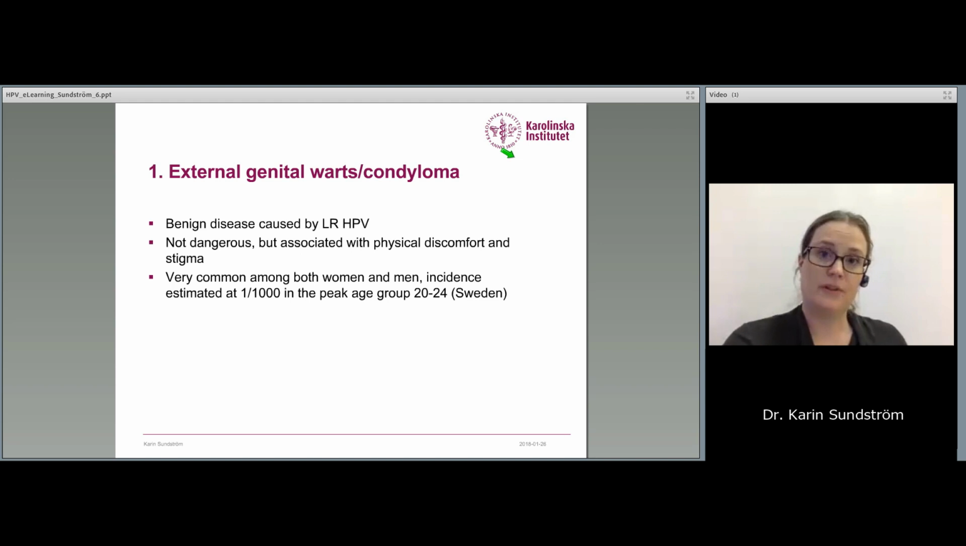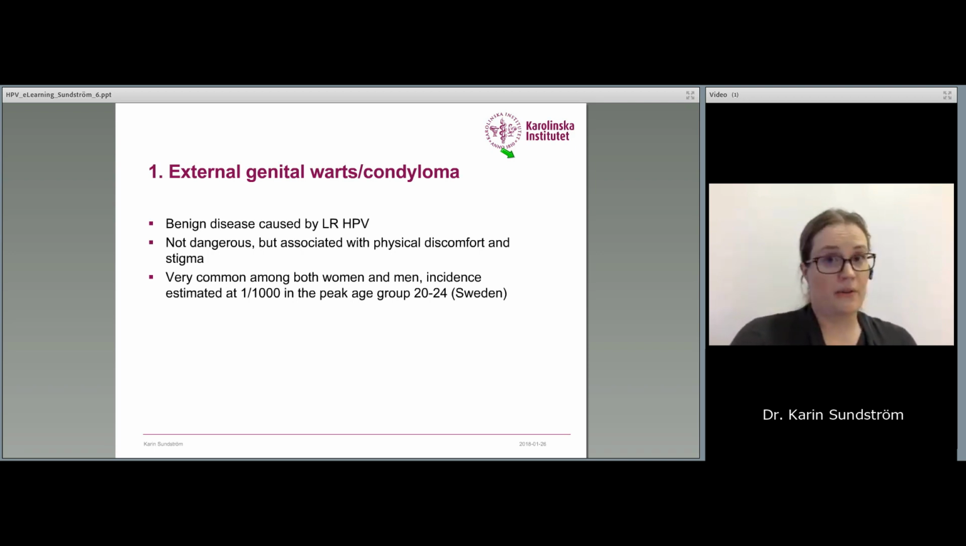So, a few brief words on external genital warts, since, again, the focus here will be on cervical cancer. Condyloma, or HPV, is a benign disease caused by low-risk HPV. It's not dangerous, and it is self-limiting. That means to say it will heal on its own eventually in almost all cases. However, as you may know, it is associated with physical discomfort and potentially sexual stigma.